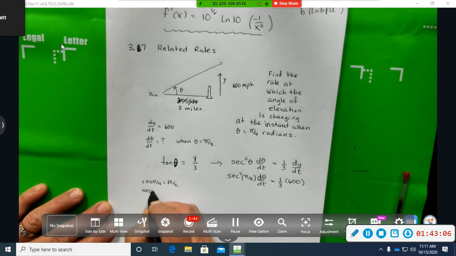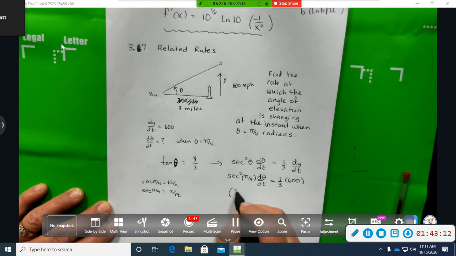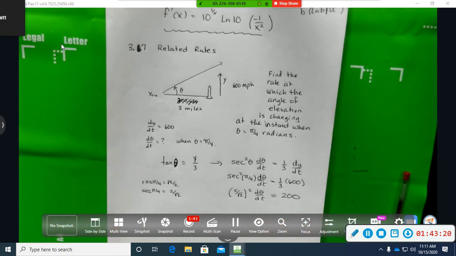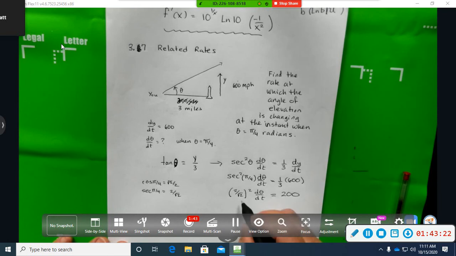So the secant of pi over 4 is 2 over the square root of 2. And so the secant squared is 2 over the square root of 2, all squared. Two squared is 4, square root of 2 squared is 2, so that number is just 2 right here. So d theta dt is 200 divided by 2. That'll be 100 radians per hour.